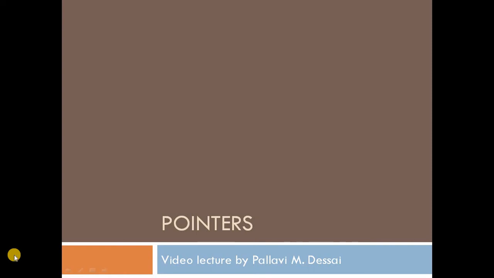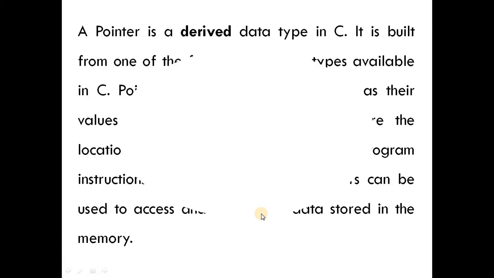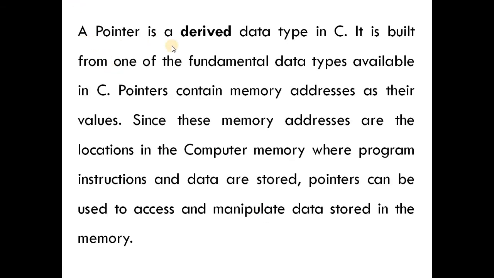Students, today we shall start with the next chapter, that is pointers. So we shall first see the introduction to pointers. A pointer is a derived data type in C. This is the most important thing we should remember, that pointer is a derived data type.